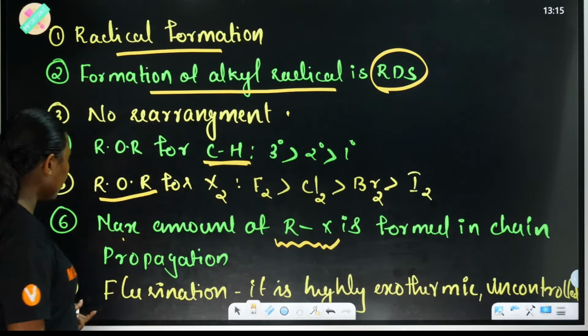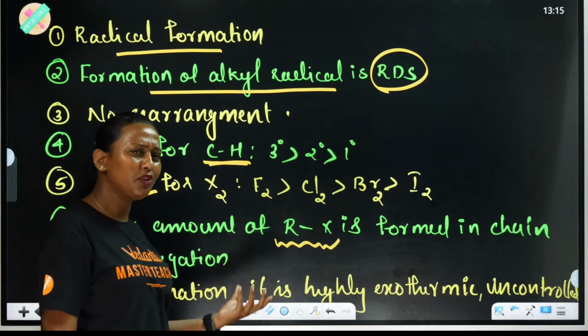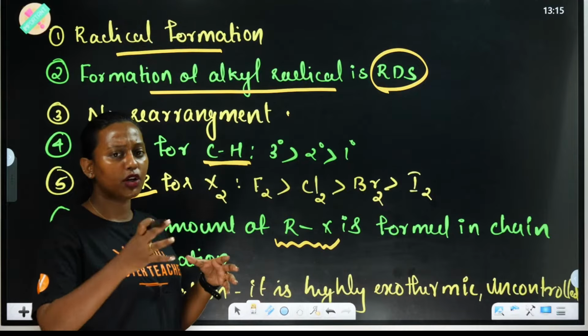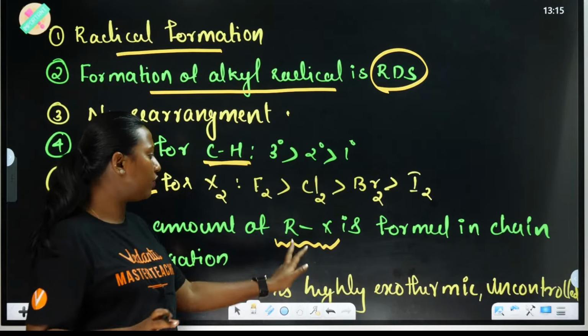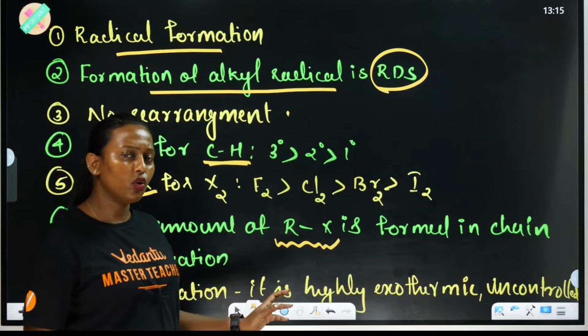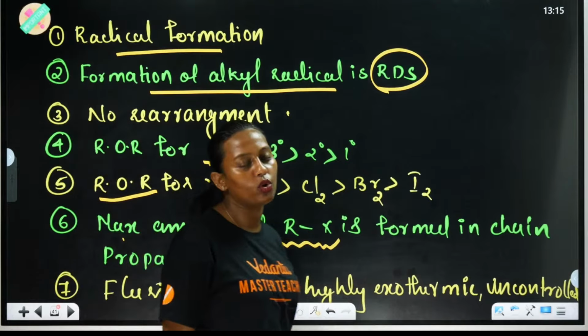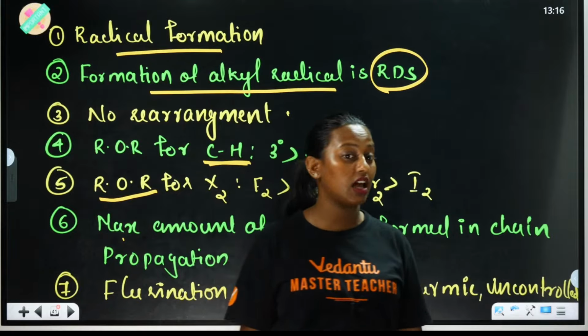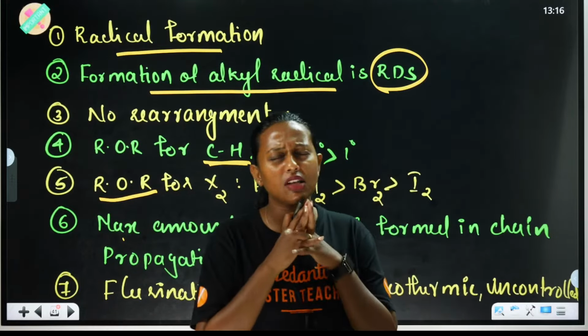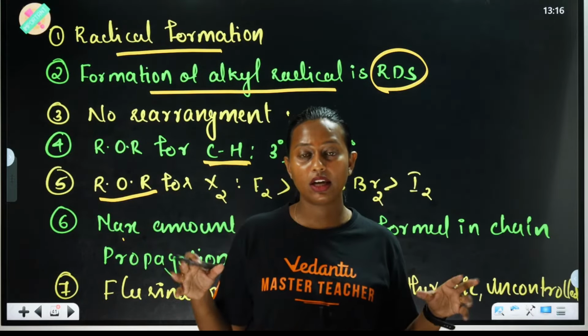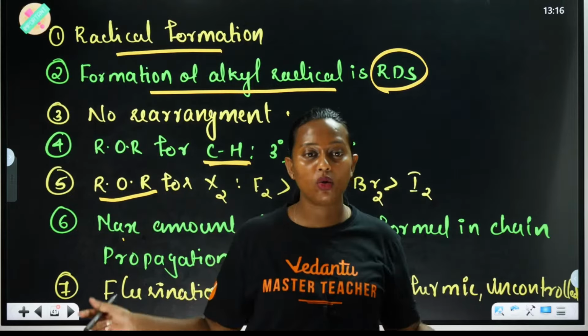Next, fluorination. What does fluorination mean? If we are using fluorine, we just write X. Fluorination is a highly exothermic reaction, so it is actually not possible, because it will release a huge amount of heat.